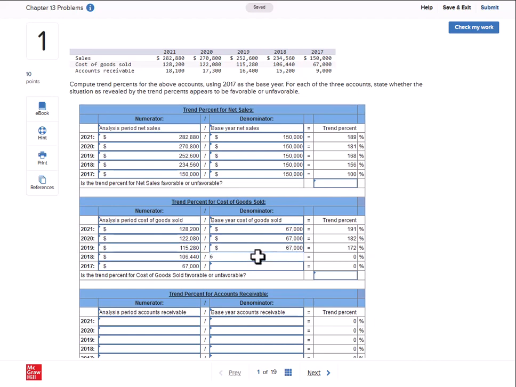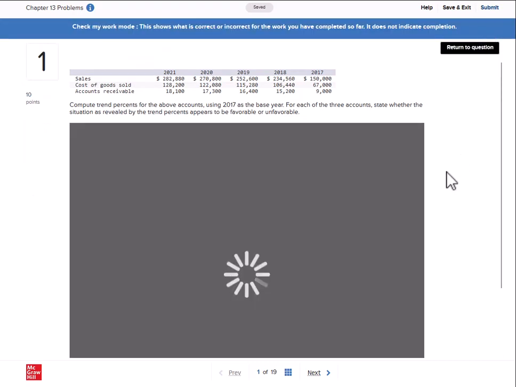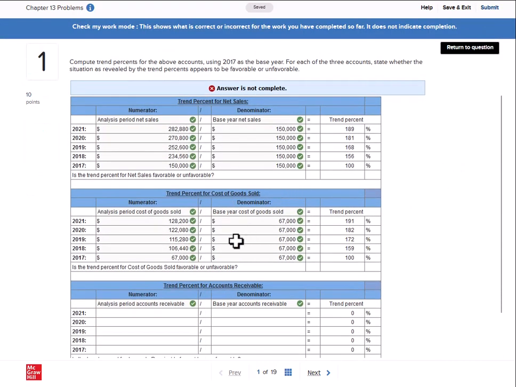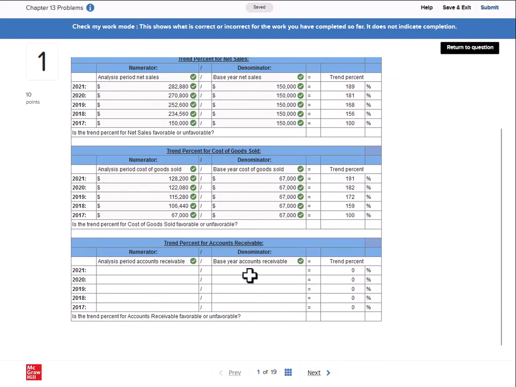And again, as you can see, it is going to compute for us the percentage, and we should be all set. We can go check my work, and look at that. We are all good to go. All we have to do now is follow the exact same approach for the accounts receivable.